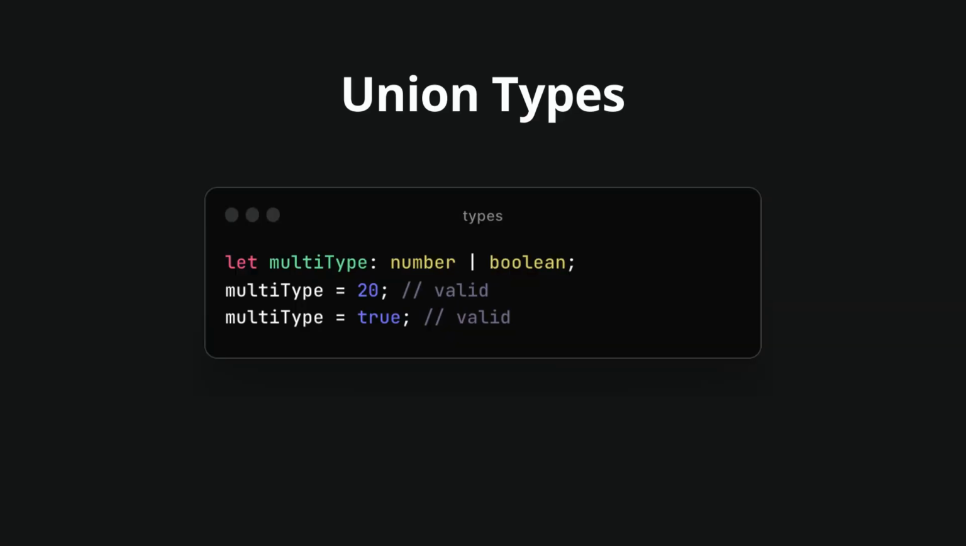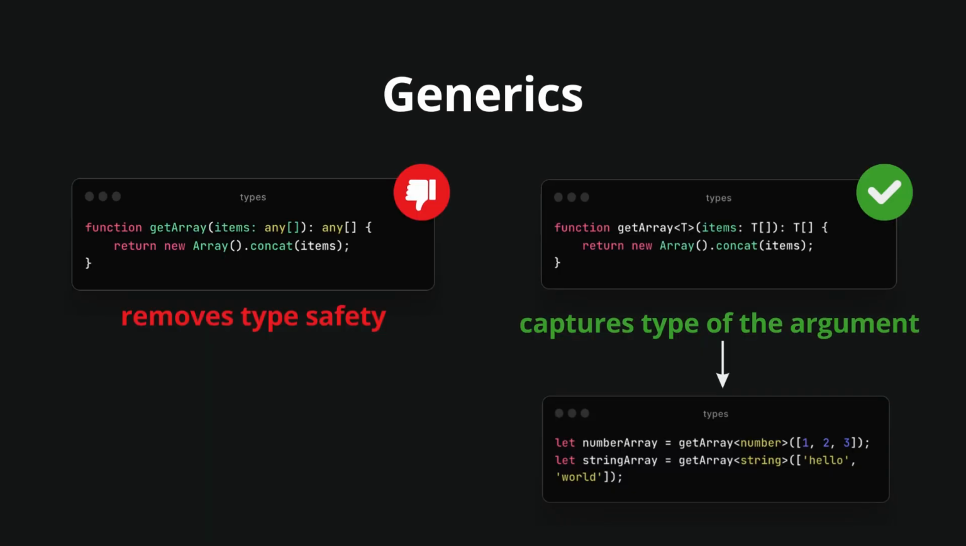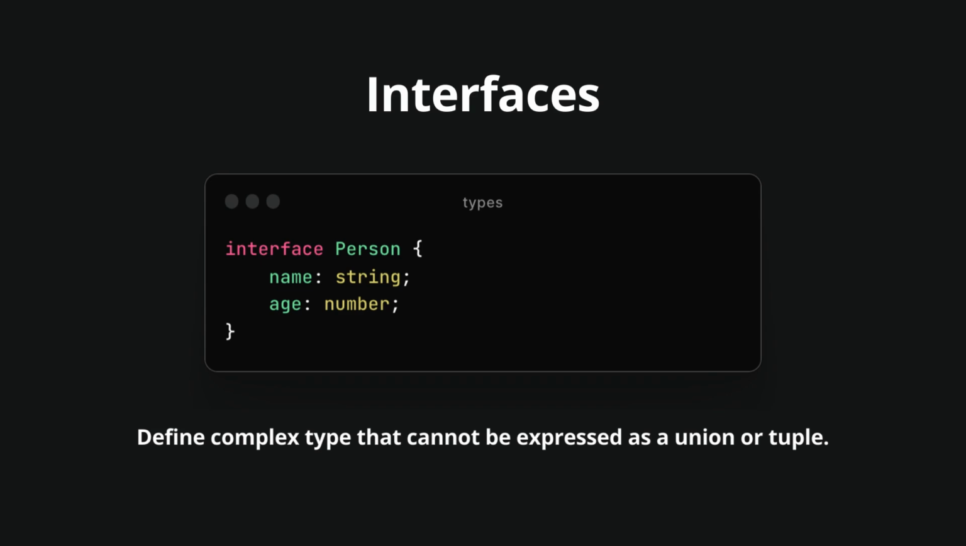Union types in TypeScript are a powerful feature that allows you to specify that a variable or function parameter can be one of several types. In this example, a number or boolean. Generics are like variables for types. Generics let you write code where you can specify types later when you actually use the code. Interface is a way to define the shape or structure of an object. It specifies what properties, and sometimes methods, an object should have, including their types.